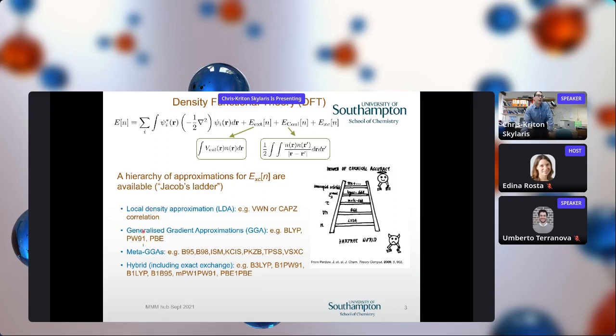And there is a hierarchy of approximations from the local density, which includes the density of the electrons, the generalized gradient approximation that includes also the gradient, meta-GGAs, which include the second derivative of the electron density, and hybrids, which include also Hartree-Fock exchange. And as you go towards more complicated approximation, you are supposed to go up in chemical accuracy. And we will see some of these approximations later in this talk, so that's why I wanted to introduce them now.